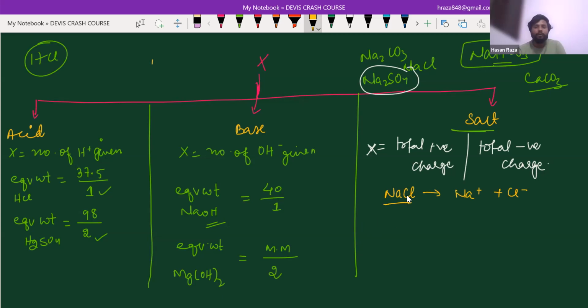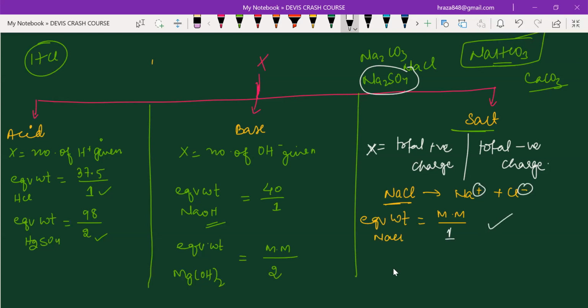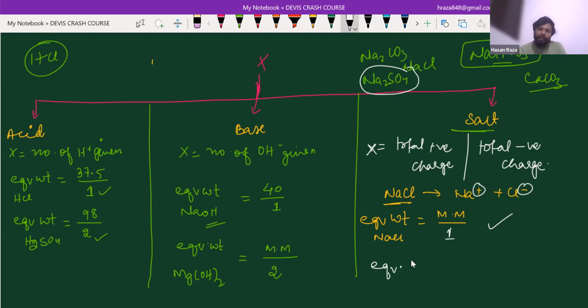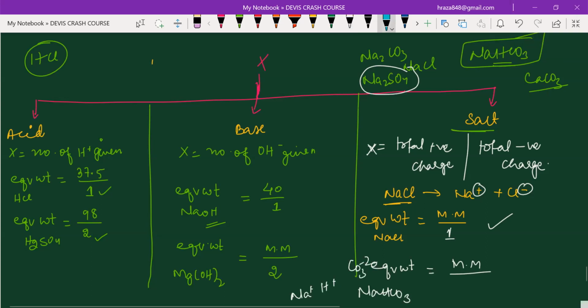If you are going to calculate the equivalent weight of NaCl, the molar mass is 58.5 upon either the positive charge or the negative charge, so the value of x will be 1. If you calculate the equivalent weight of NaHCO3, you dissociate it: the molar mass of NaHCO3 divided by... this converts into Na plus, H plus and CO3 minus 2. Total positive charge is 2, total negative charge is 2, so it will be divided by 2. Are you getting my point?